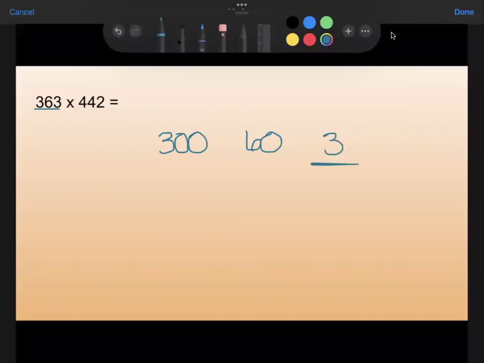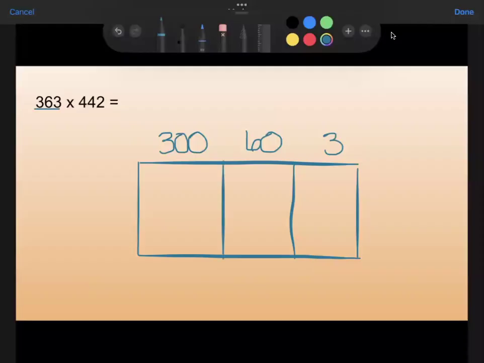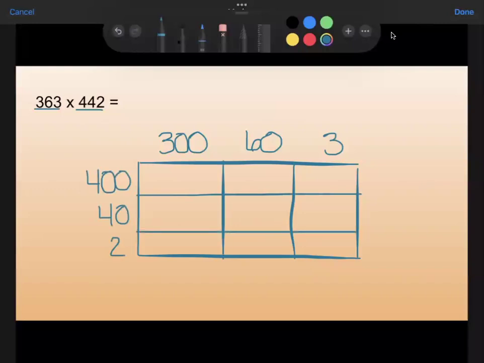Okay, so that means I'm going to go ahead and draw the box underneath it and divide it into 3 columns. Then I'm going to split up 442. So 442 has 4 hundreds represented by 400, 4 tens represented by 40, and 2 ones. So now I'm going to go ahead and draw the lines that match. So you can see we have a lot of numbers to multiply.